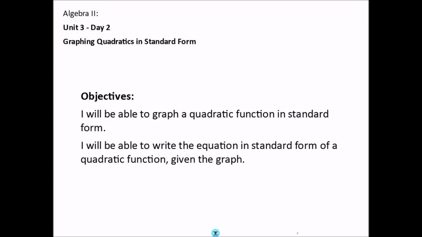Today we're going to take a look at graphing quadratics in standard form. By the end of this video, you should be able to graph a quadratic in standard form and be able to write the equation in standard form given the graph.